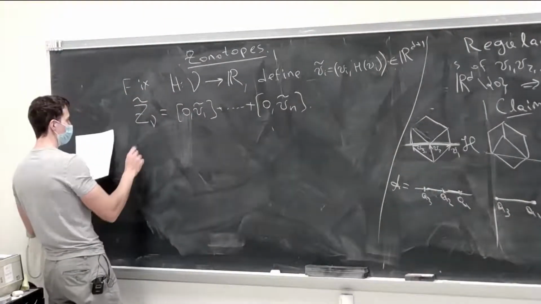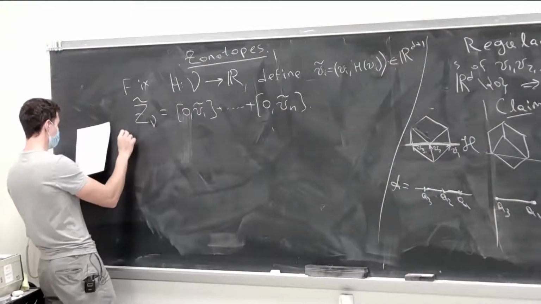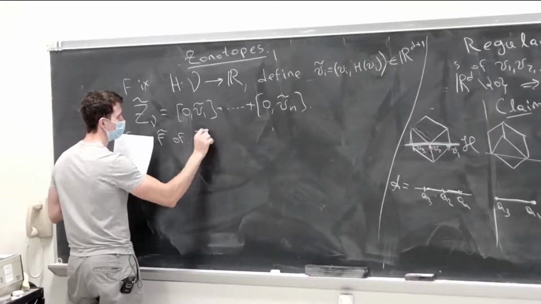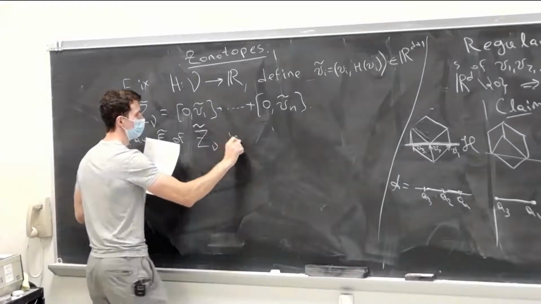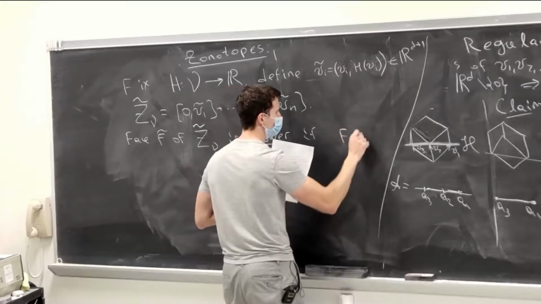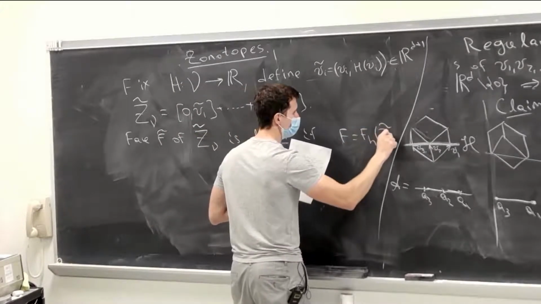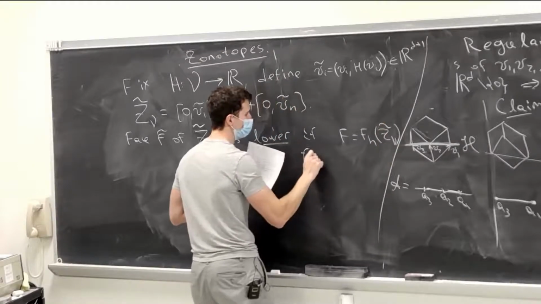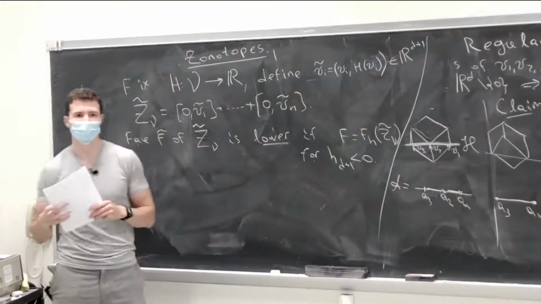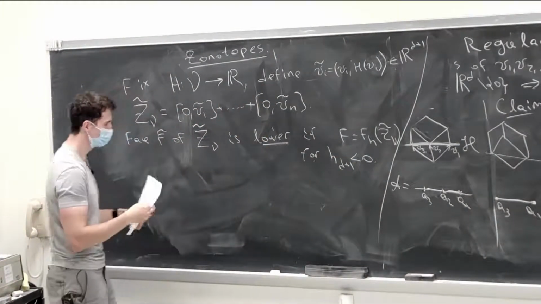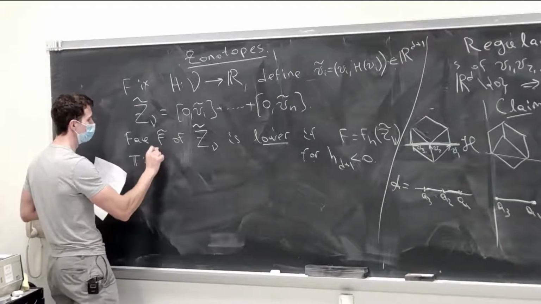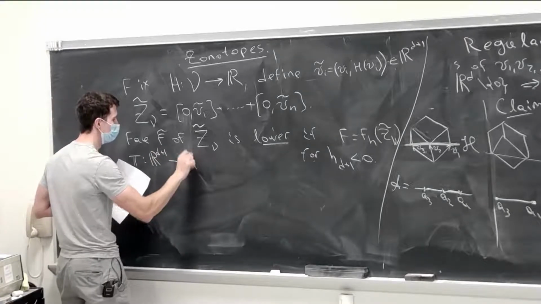And that's here the same, the construction is the same. So a face f tilde of my zonotope is lower if f is equal to f sub h of the z tilde for h d plus 1, which is less than 0. It's the same as for triangulations. And so we have a projection from R^(d+1) onto R^d.